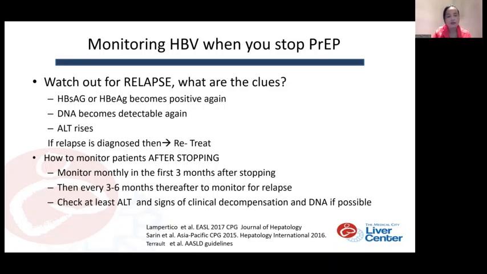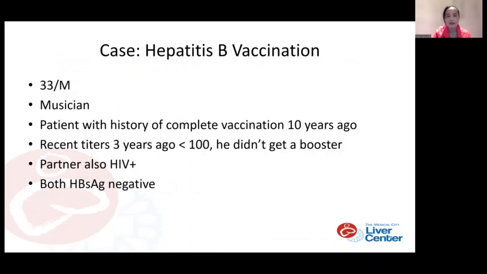So how do you monitor if the patient is insistent on stopping? Ideally, and you can discuss this with them before they start their PrEP, if they ever stop, they need to be monitored monthly in the first 3 months after stopping, then every 3 to 6 months thereafter to monitor for relapse. You should check at least ALT and signs of clinical decompensation, and DNA if possible, in these patients. So that's it for PrEP.